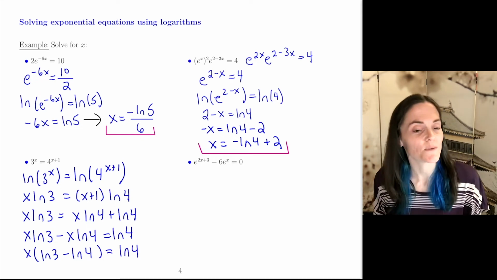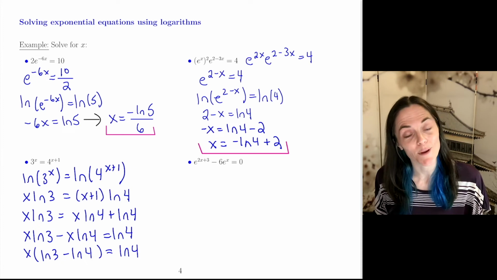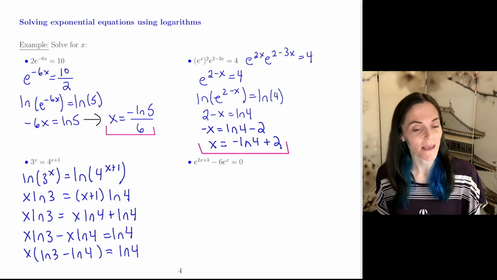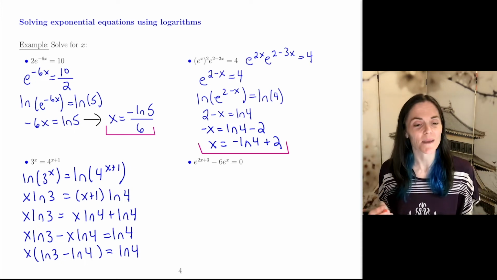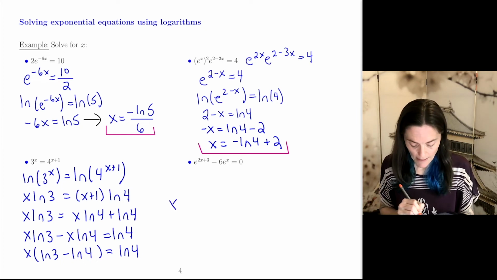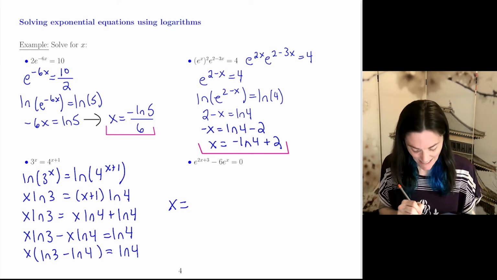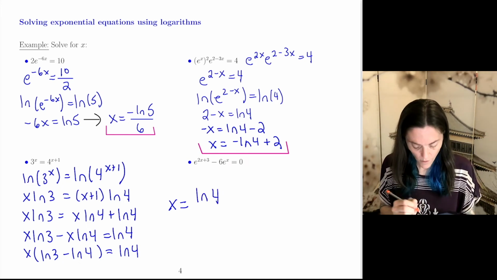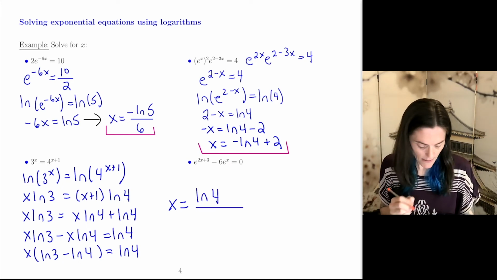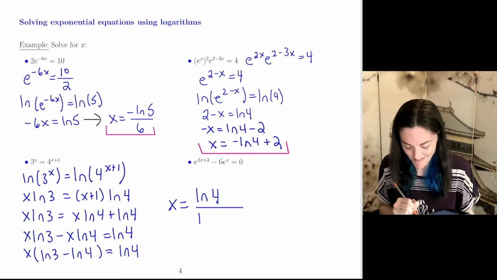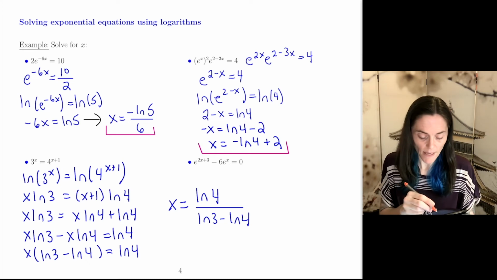And now I'm ready to divide. You see, ln 3 minus ln 4 is not 0, so I can divide by it. And this will allow me to write my final answer. Let me do it right here. And then I will resize some things. So x will be ln 4 divided by this, which is ln 3 minus ln 4. This is my final answer.